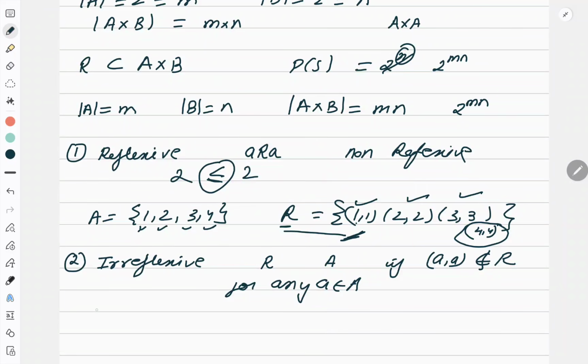For example, if I say A is equal to {1, 2, 3}, and I am defining the relation R as {(1, 2), (2, 3)}.